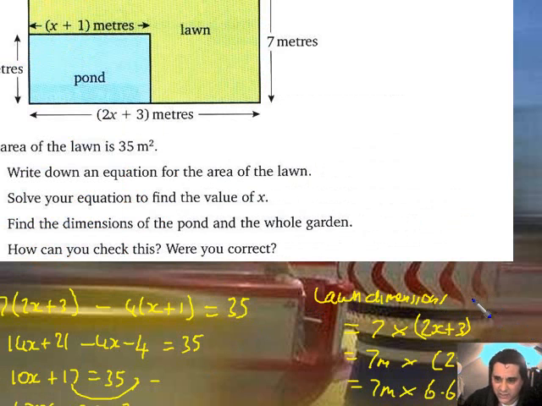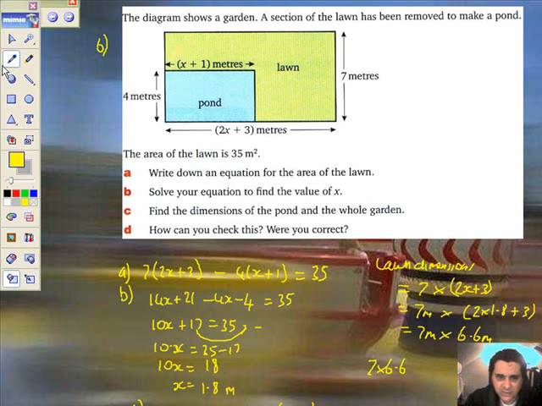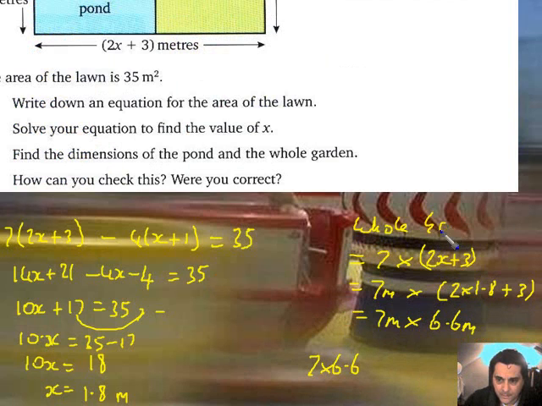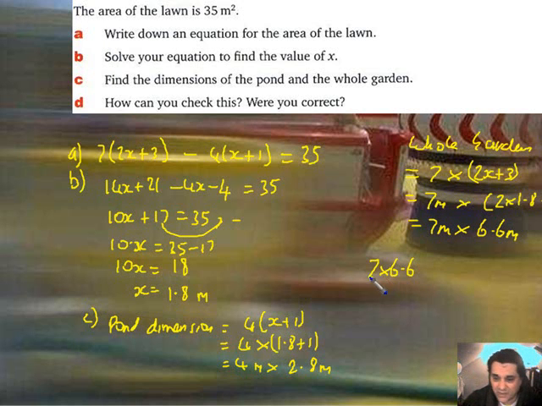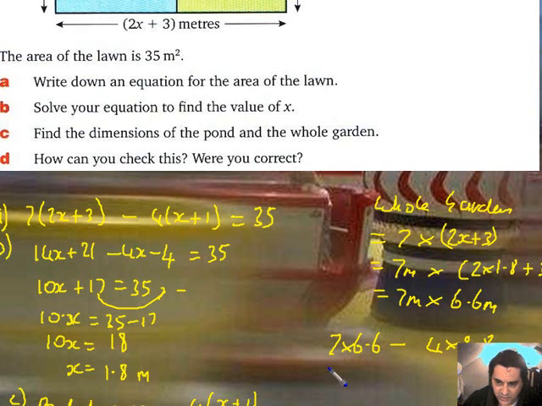That's the whole garden actually, so dimension the lawn, just rub that out. I know the lawn's 35, so if I got it right, then the whole garden, take away the pond, should give me 35. Let's try it. So 7 times 6.6, take away my 4 times 2.8, let's work it out with a machine.